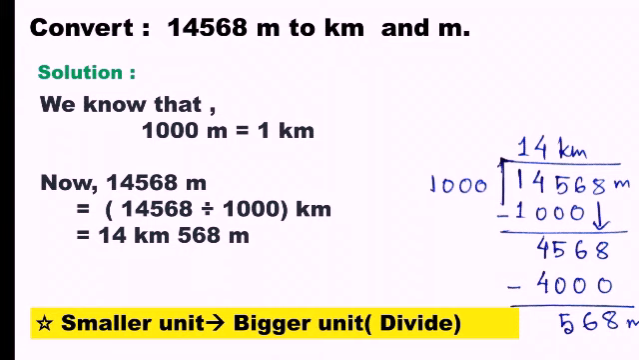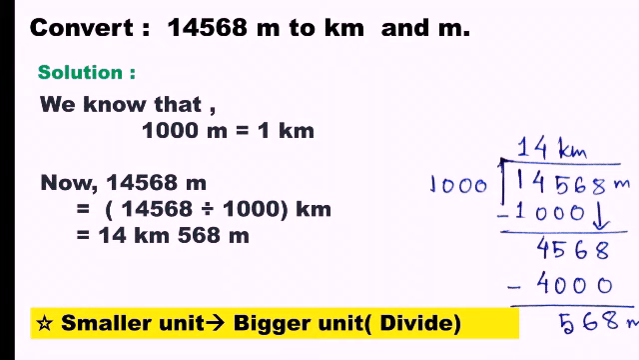14,568 meter, I have written it, and after that I have converted. See the next second line. In the second line the unit is changed because I have divided it. When you are doing the division, at that time you will change the unit to kilometer. So 14,568 divided by 1000 kilometer.